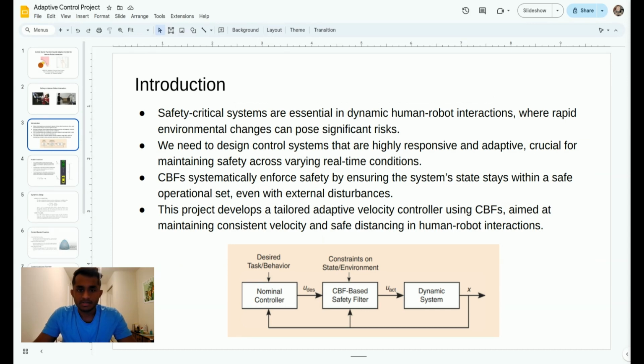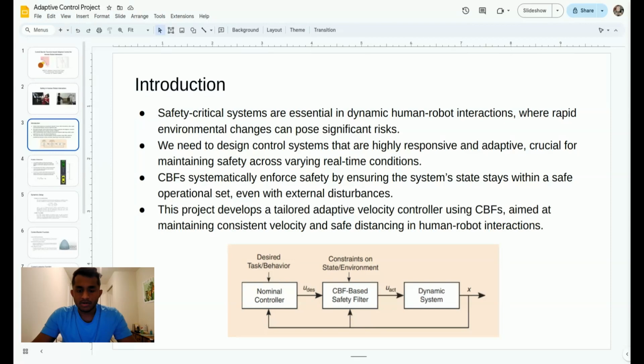Safety critical systems are vital in dynamic environments, particularly in human robot interaction, where safety must be ensured. Adhering to stringent safety requirements is crucial in these scenarios to prevent potential harm. Control barrier functions are effective in formulating safety critical controllers that enforce safety systematically. Control barrier functions ensure that a system state remains within a safe set amid disturbances and uncertainties.